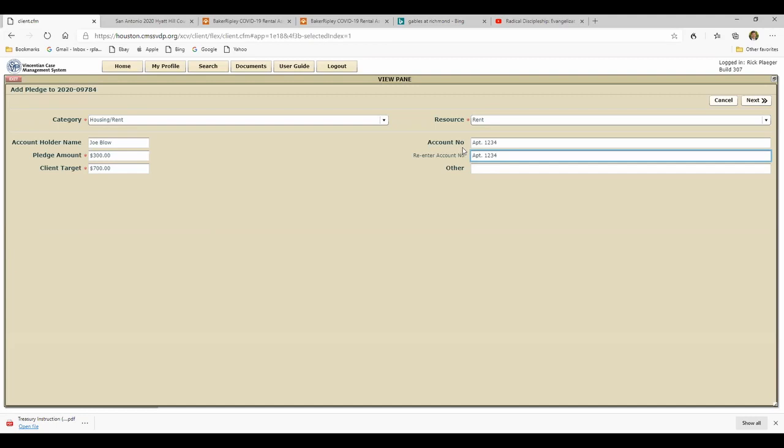A lot of people forget to put the account number. Again, you need the apartment number so we can tell the leasing office where the person lives, and the account holder is the name of the person.